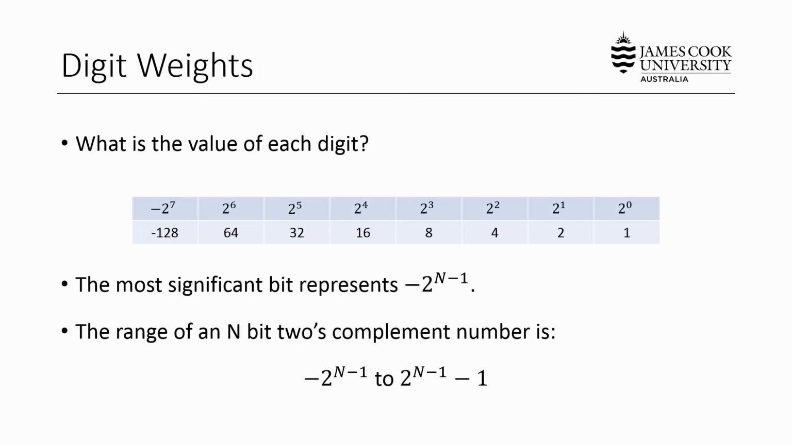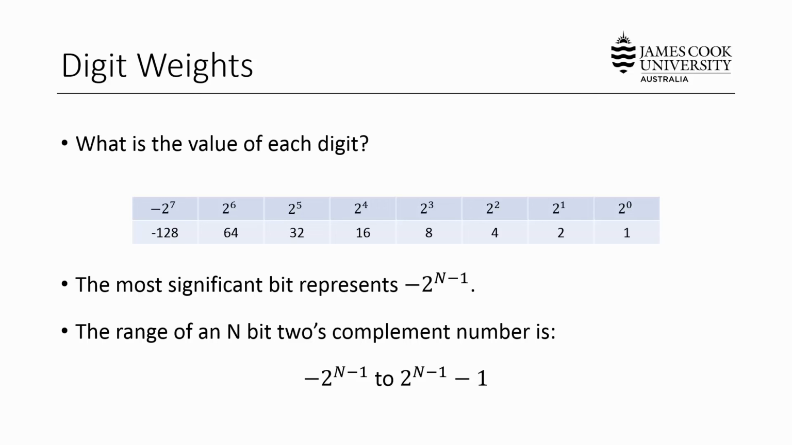And as a result, the range of n-bit 2's complement numbers can go from negative 2 to the power of n minus 1 all the way to 2 to the power of n minus 1, minus 1. It's a bit of a mouthful there. Just know that we're basically splitting our values. We have the same number of values that we can represent, but we're splitting it so that half the values are negative and half the values are positive, okay?